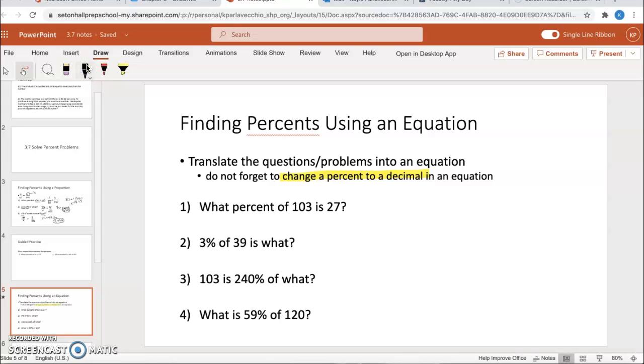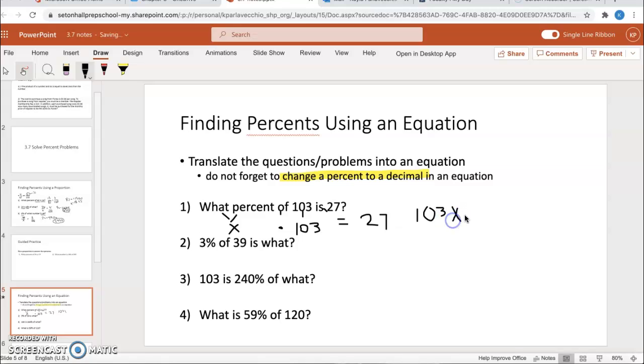So in this example here, to translate this question into an equation, we have what percent. I don't know what that what percent is, so that would be my variable of x. Remember back to the beginning of the year, of means to multiply. The numbers stay as they are. Is means equals 27.